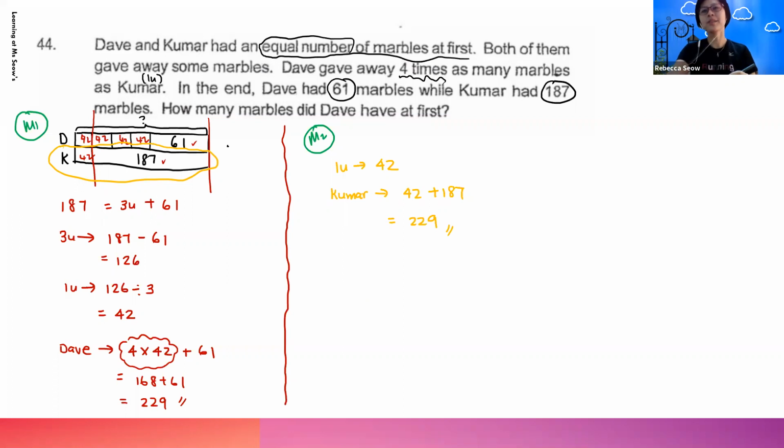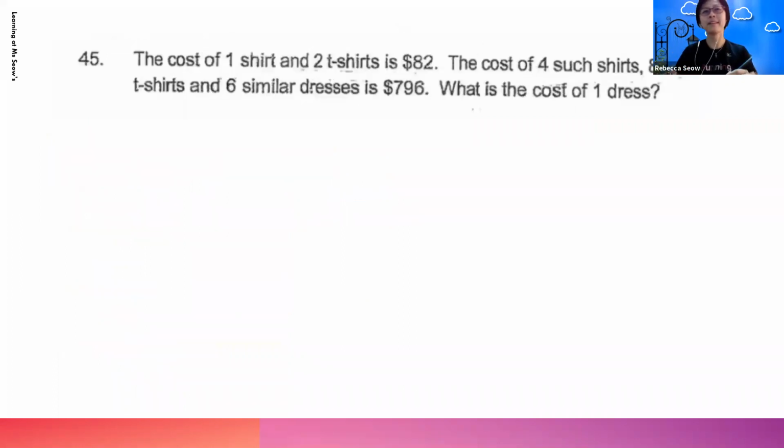All right, so we're going to move on to the next one. You take a minute to go through this question and try to work it out.